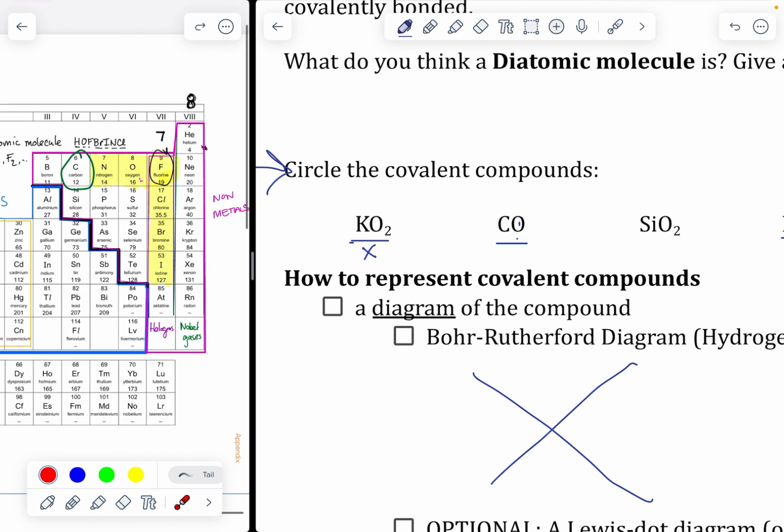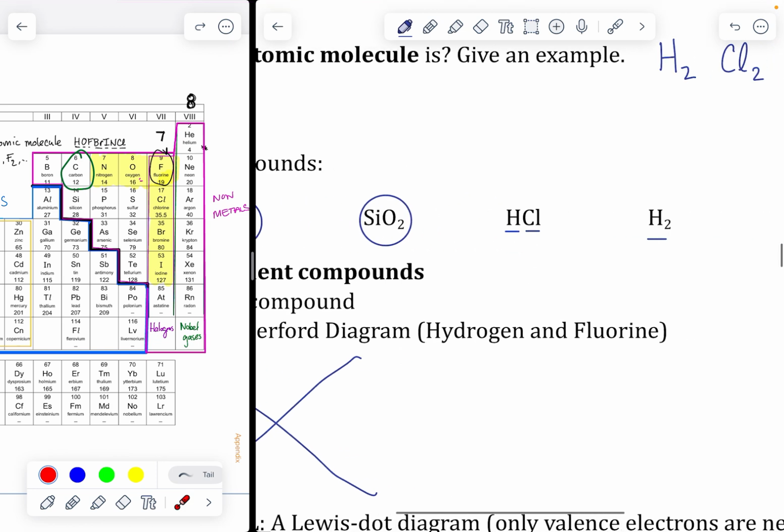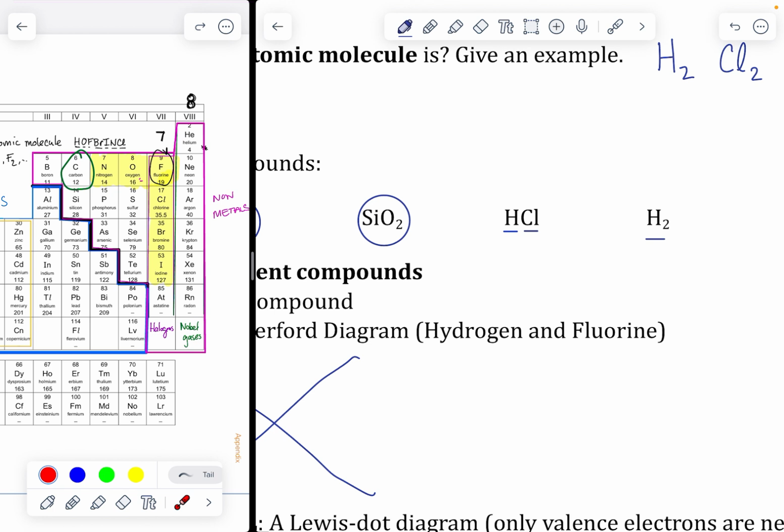Carbon and oxygen, they are both to the right of the staircase. They are both nonmetals, so that means that is a covalent compound. Silicon and oxygen, silicon is to the right of the staircase, and so is oxygen, so they are both nonmetals, and this is a covalent compound. Hydrogen and chlorine, hydrogen acts like a nonmetal, so we pretend it is when it's bonding. So hydrogen is a nonmetal, chlorine is in column 7, it is a nonmetal. This is a covalent compound.